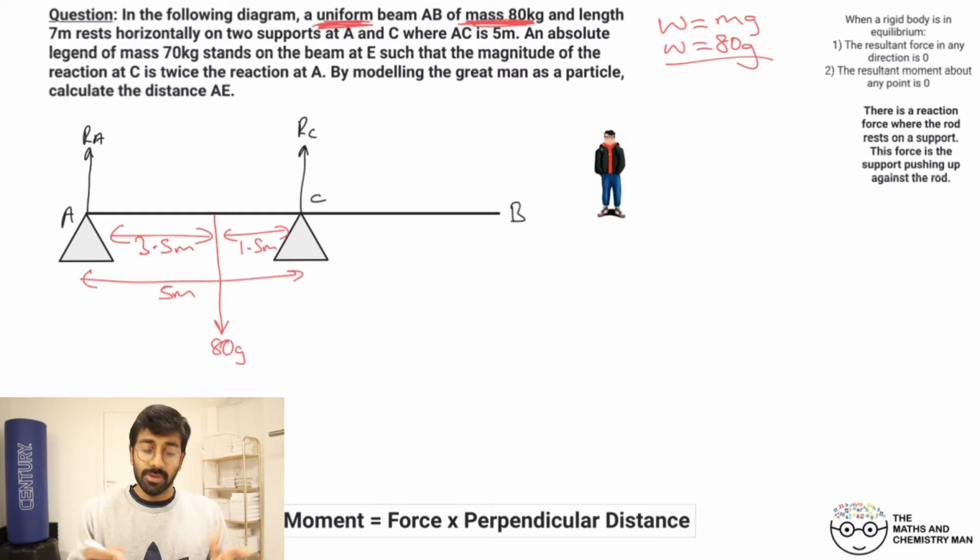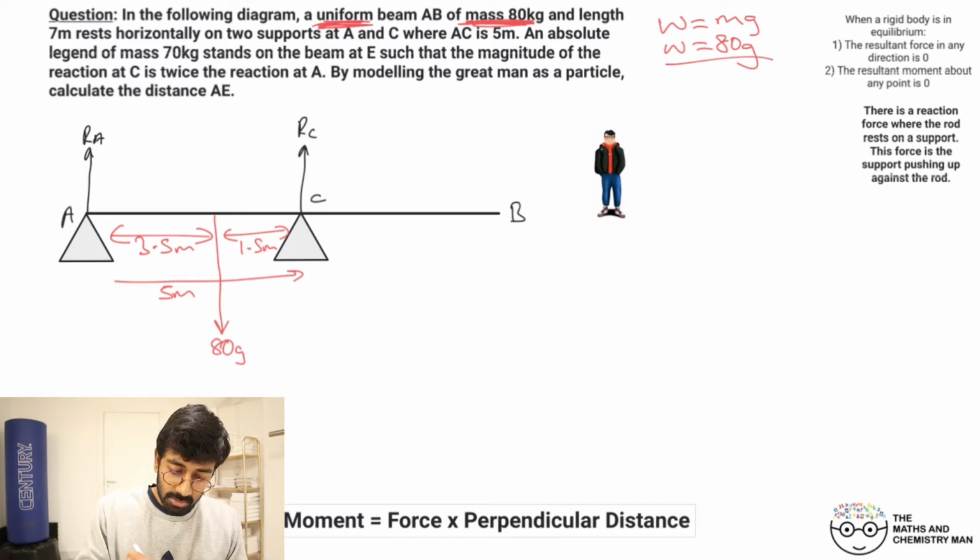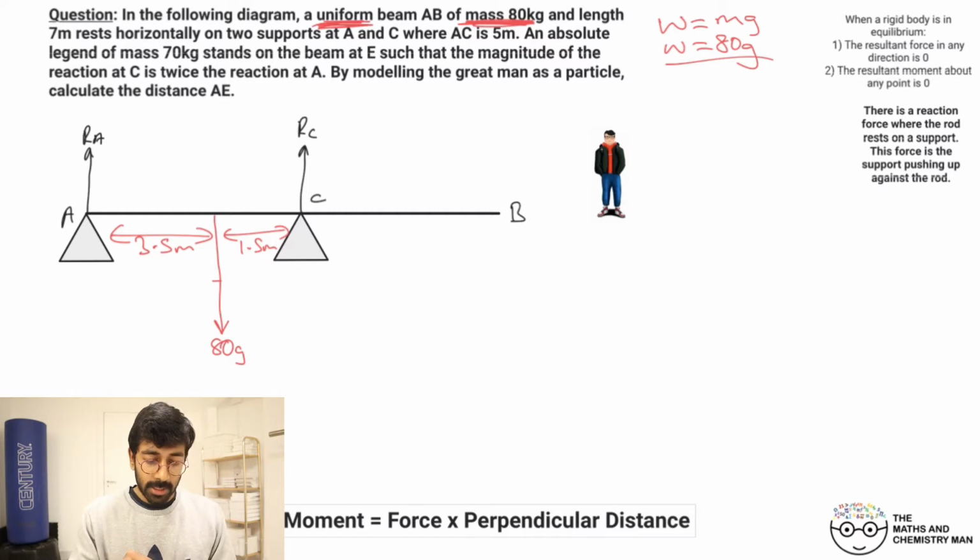Now what I can do is get rid of that 5 meters. That's not very useful to me anymore. So let's get rid of that and that there. Okay, there we go. So I think that's all the info we can put on so far. Let's continue reading. An absolute legend, I wonder who that is, of mass 70 kilograms stands on the beam at E, such that the magnitude of the reaction at C is twice the reaction at A.